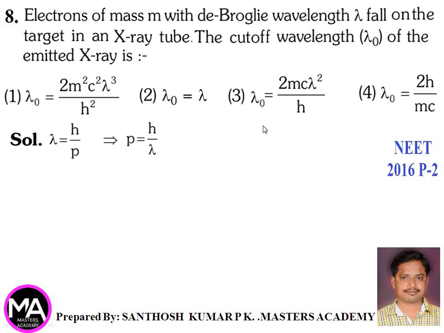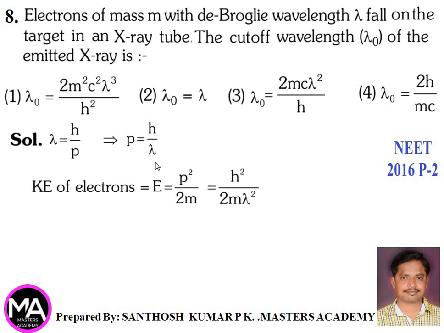We know that according to the de Broglie equation, lambda is equal to h by p, which implies momentum p is equal to h by lambda. The kinetic energy of the electrons is E equal to p square by 2m. Therefore, p is h by lambda, so E is h square by lambda square, that is h square by 2m lambda square.